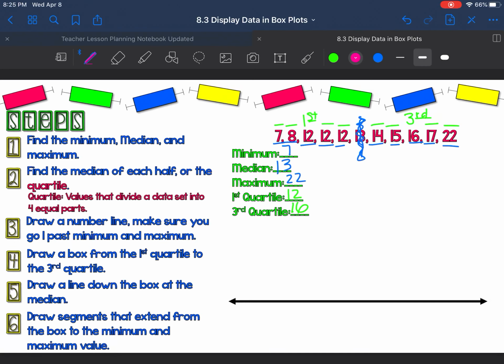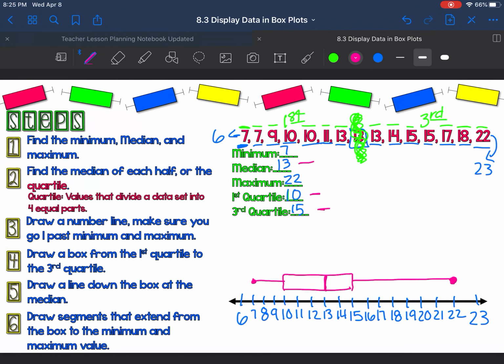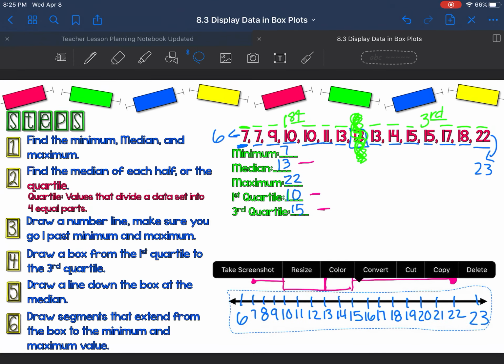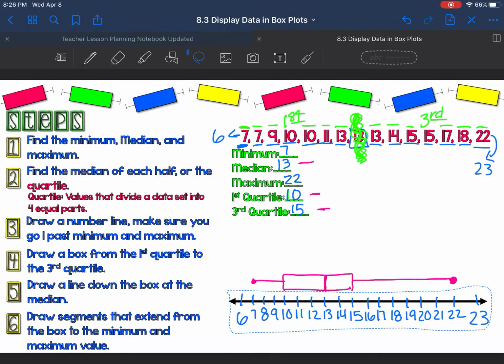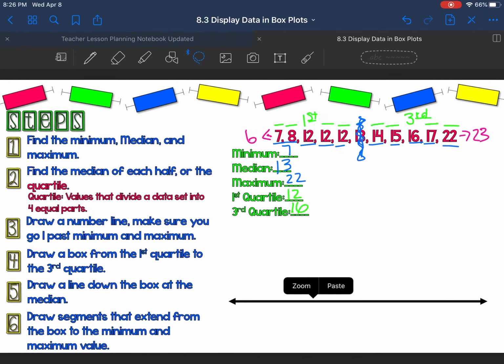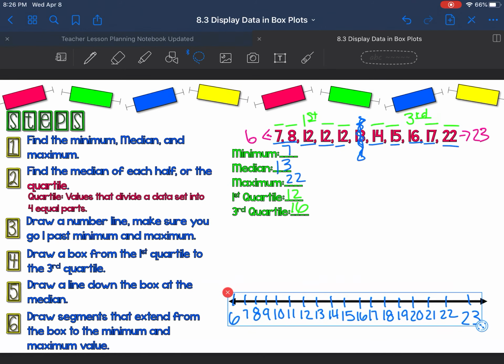So now that I've done this, now I can go ahead and graph. Once again, I need to go one number in front of my minimum and one number behind my maximum. So again, I'm going to be doing 6 to 23. Now, I found this awesome, cool tool over here, so I'm just going to cheat a little bit and lasso it so we don't have to redo that.